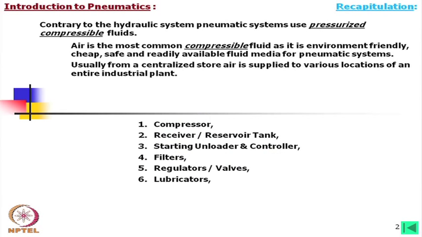Then we need a lubricator. Why is the lubricator needed? It is needed to add some lubricant to the compressed air, because when it is being used in the pneumatic systems, there are moving components and there are no other means to lubricate those components. So lubricant is mixed with the air. Now, we also need a muffler, which is also called a silencer.